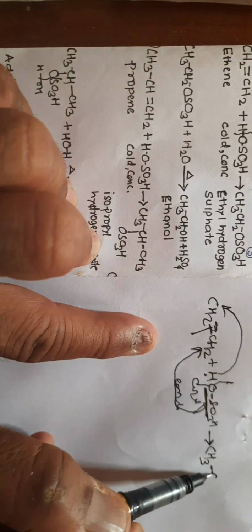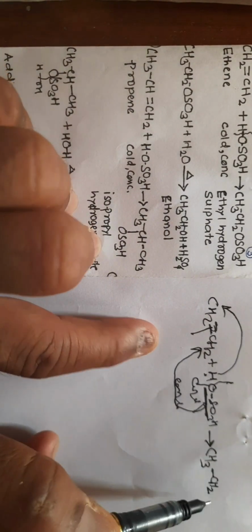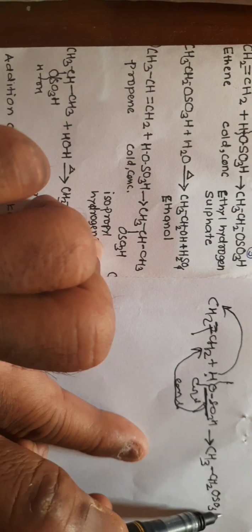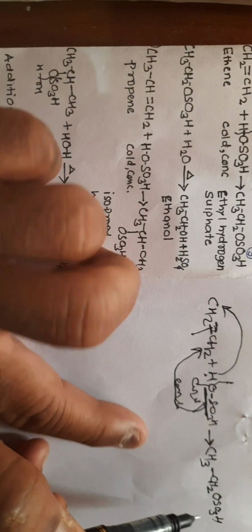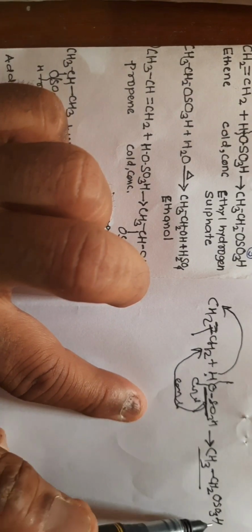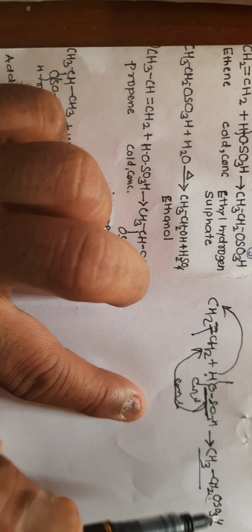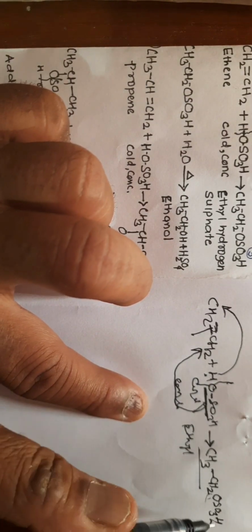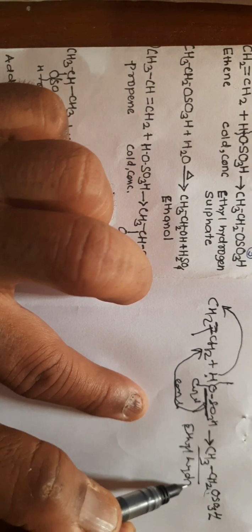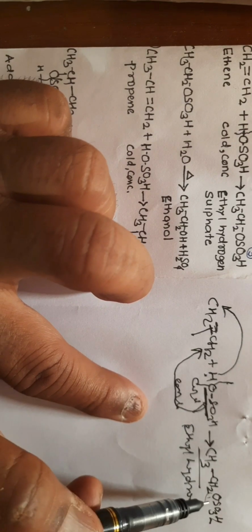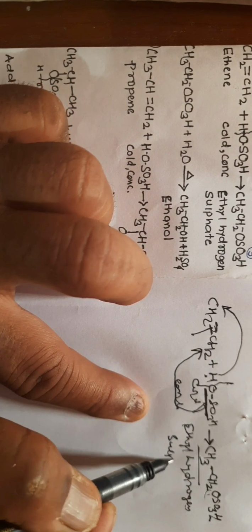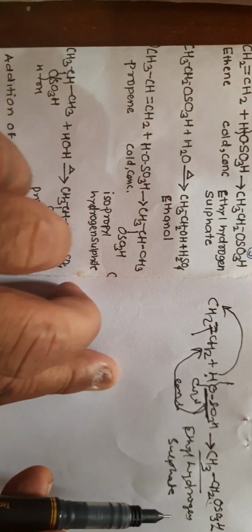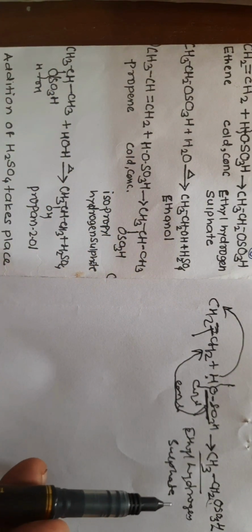Here is a single bond now, and CH2 there is OSO3H. The name of this compound: this is the ethyl group, this is the hydrogen atom, and this is the SO4 group. Therefore the name of this compound is ethyl. H means hydrogen, ethyl hydrogen, and SO4 is known as sulfate. The name of this compound, ethyl hydrogen sulfate, is obtained.